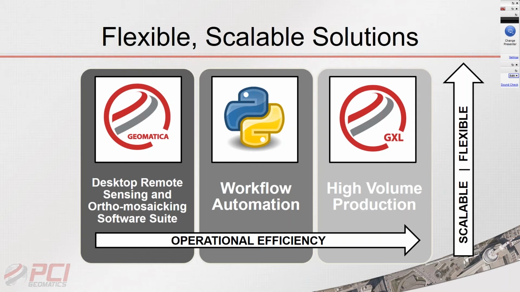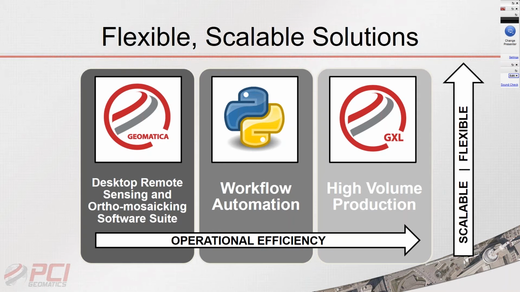We offer a desktop image processing package, which is known as Geomatica. This is a software package that can be used to do orthomosaicing on smaller scale projects, so maybe tens of images or hundreds of images. And then on the other end, we also have scalable high volume production systems, which is what was used in this project in particular with Conabio.